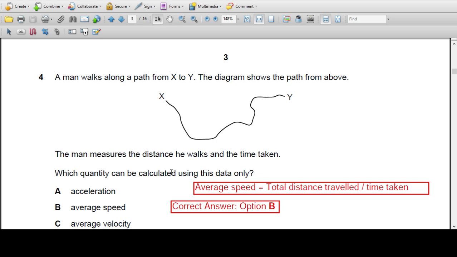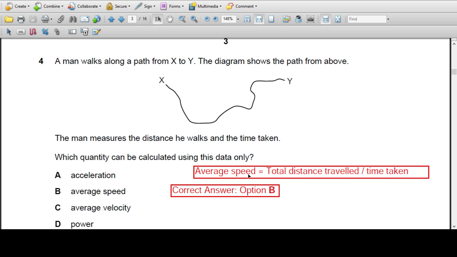Which quantity can be calculated using the data only? Here he has calculated the distance traveled and the total time. The total distance divided by the time taken is called the average speed. So the quantity that can be calculated using this data is the average speed.